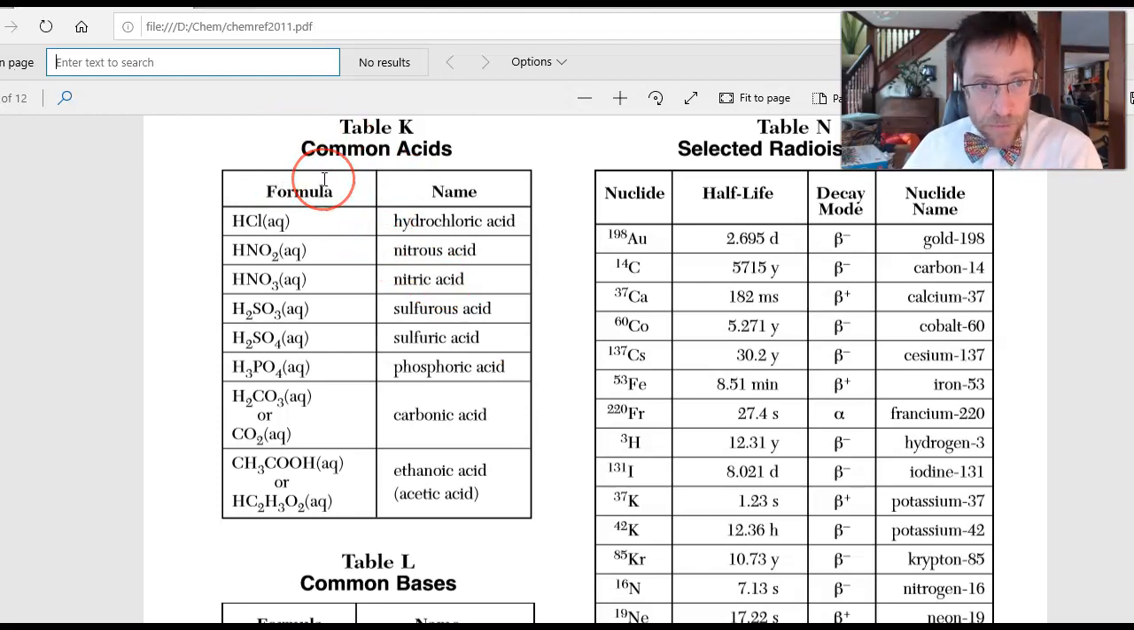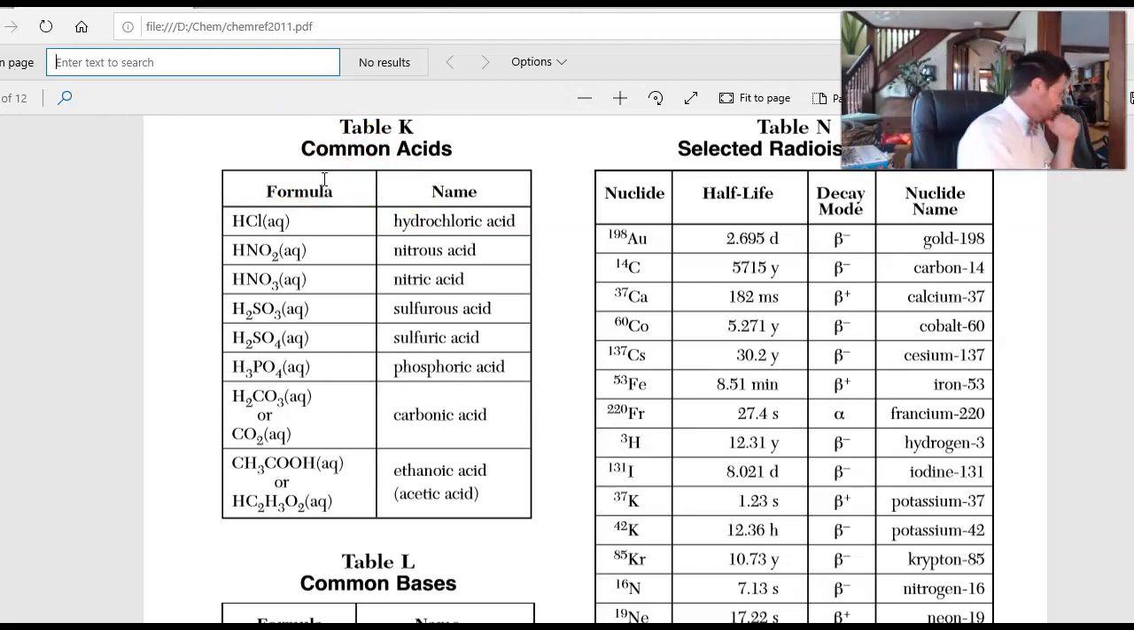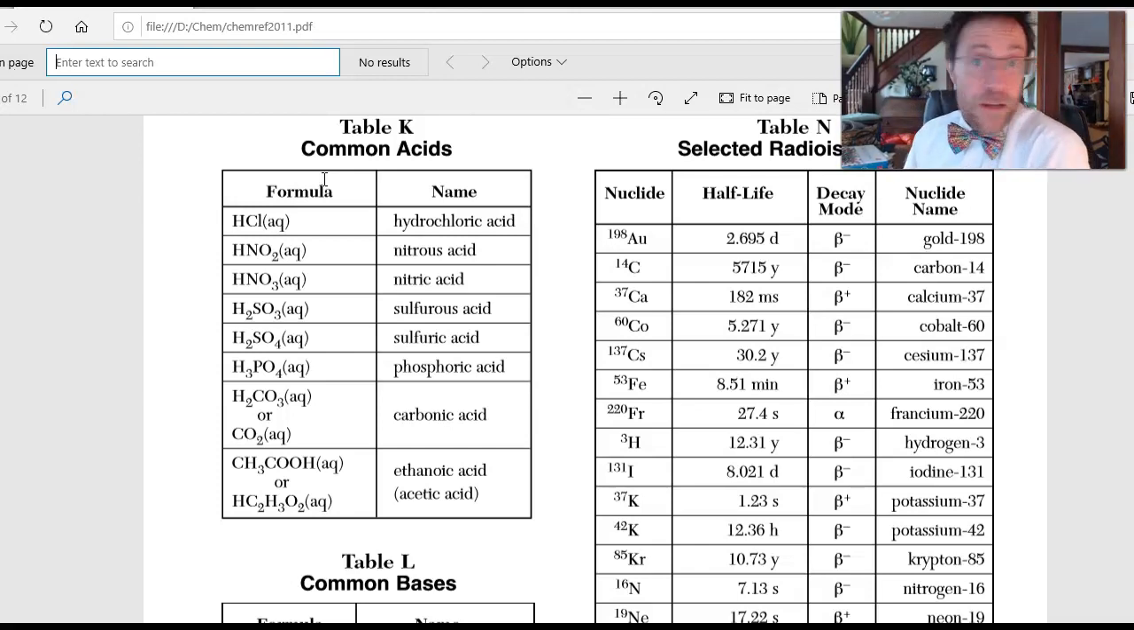Table K right here lists. Are you scared? You scared? I'm not scared. Yeah, I'm not lying, man. It's a doozy, man. Whew.